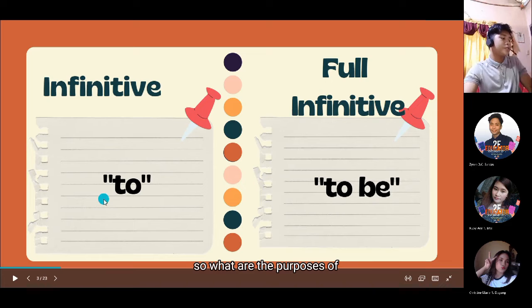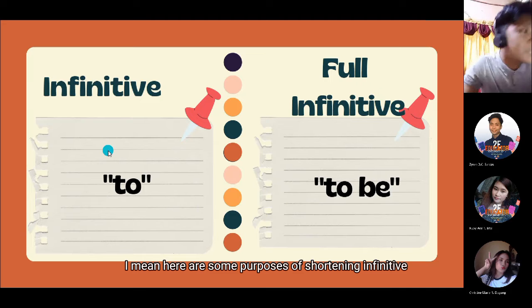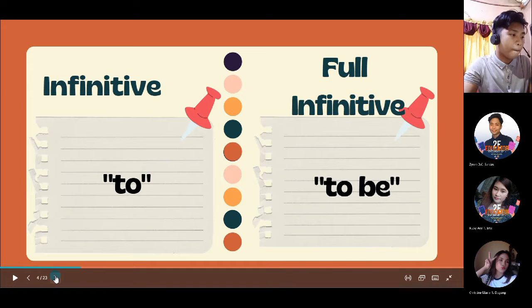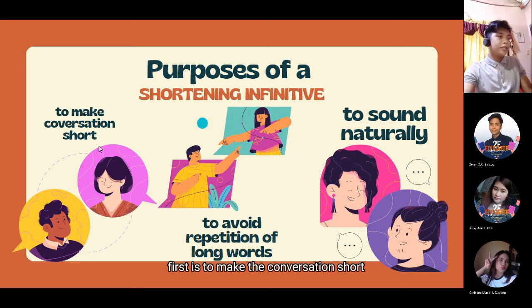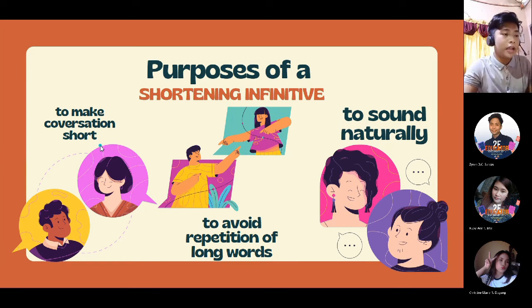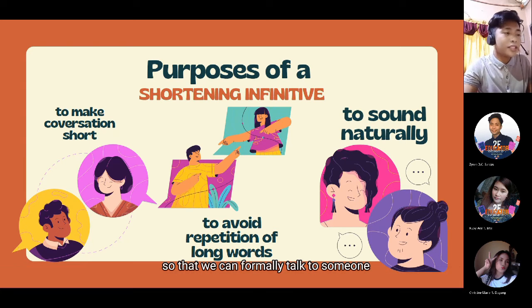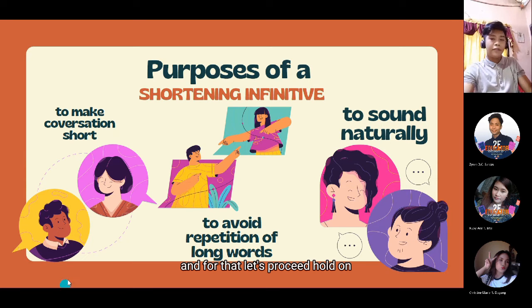What are the purposes of shortening infinitive in a sentence? Here are some purposes of shortening infinitive in real life conversation. First is to make the conversation short. Next is to avoid the repetition of long words so that we can formally talk to someone and also to sound more natural.